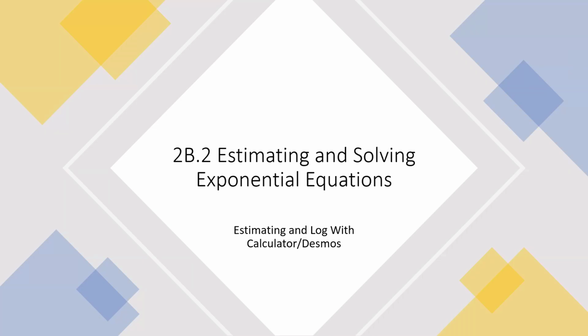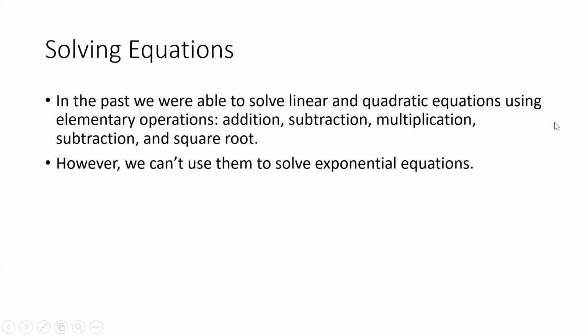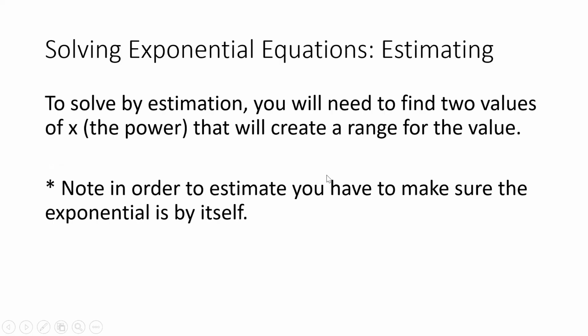So on your assignment, 2B.1, you had a problem that you couldn't solve, right? You couldn't solve it because you couldn't use any of your basic elementary operations, addition, subtraction, multiplication, or square root. However, there is an option because those did not work for number 6. Number 6 is called an exponential equation. It's an exponential equation because your unknown is the power.